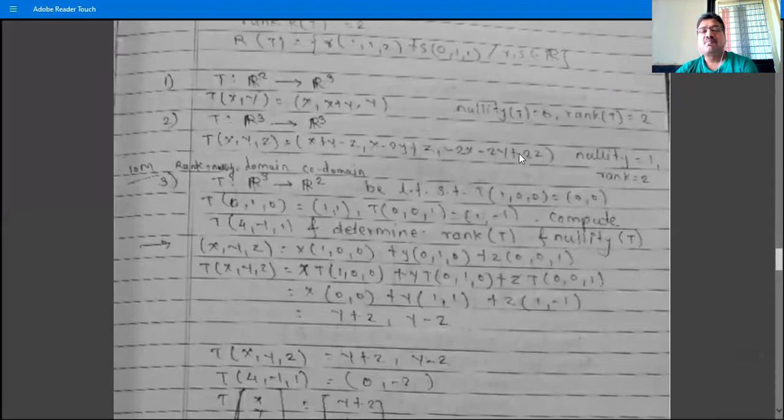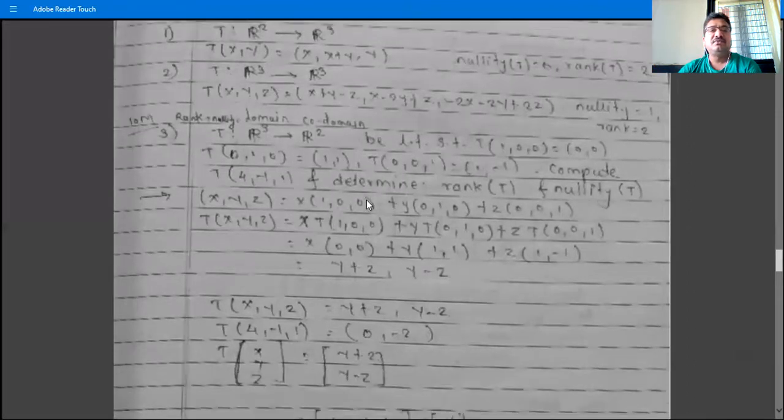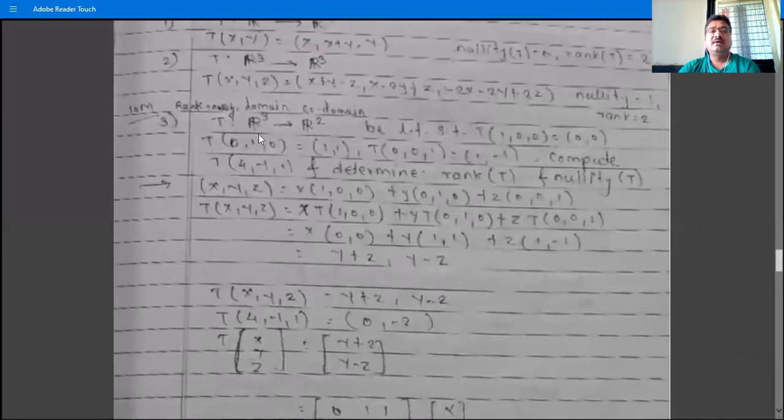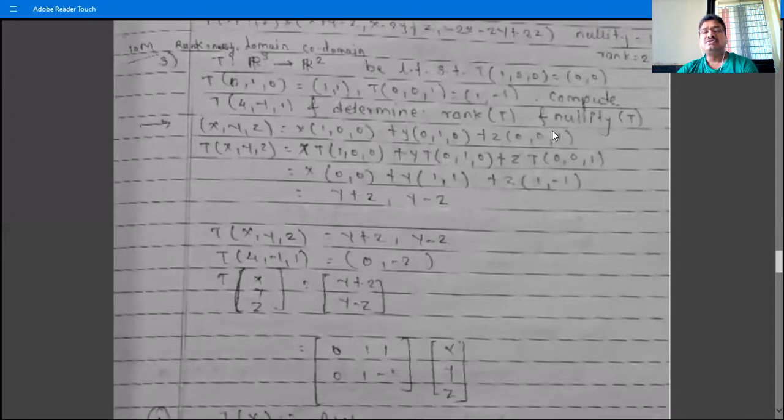So this is another example, from R3 to R3, defined like this: T(x, y, z) is equal to (x plus y minus z, x minus 2y plus z, minus 2x minus 2y plus 2z). Find rank and nullity. So the nullity is 1, and the rank is 2.